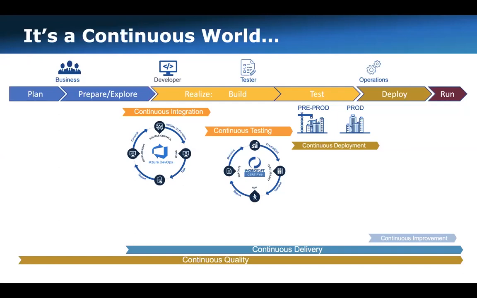So it's a continuous world. One thing that you hear is the word continuous: continuous quality, we're working on continuous delivery, we're doing continuous integration, continuous testing, continuous deployment, continuous improvement. But it's like, are they just whitewashing everything they're doing with the word continuous? Well, in reality, no. If you look at a life cycle, there's plan, prepare, explore, realize, build, test, deploy, run. Part of these, we're mashing up some of the SAP terms for how they do life cycles for package apps, along with custom applications itself.